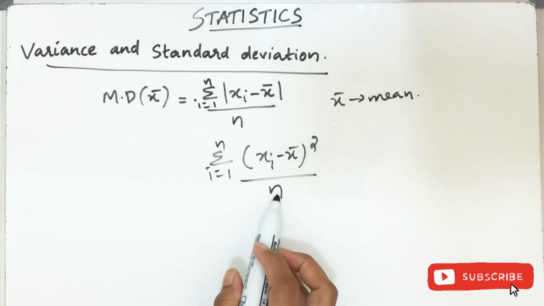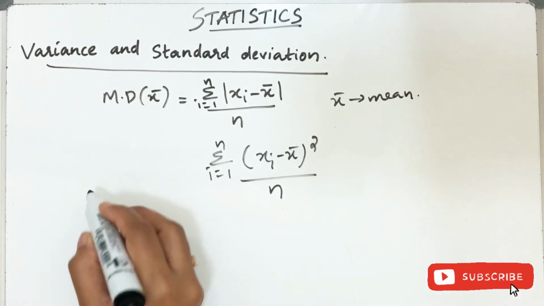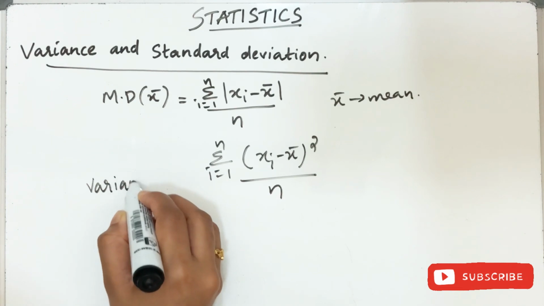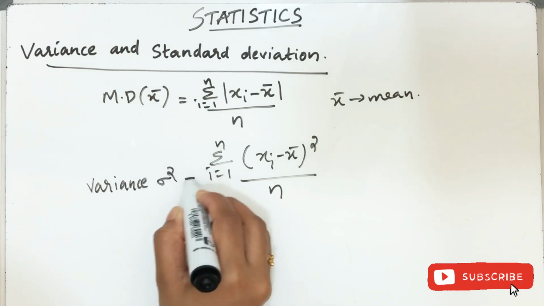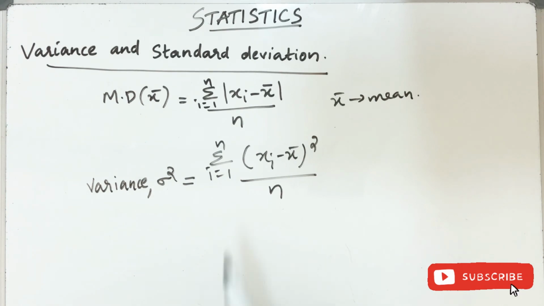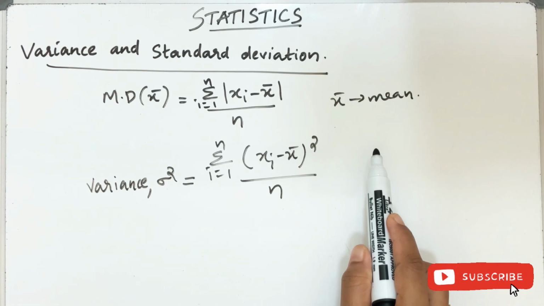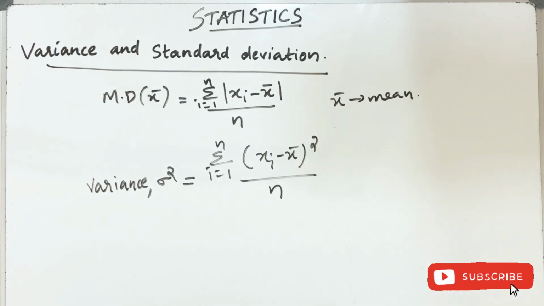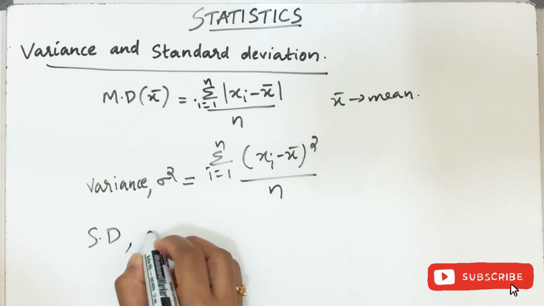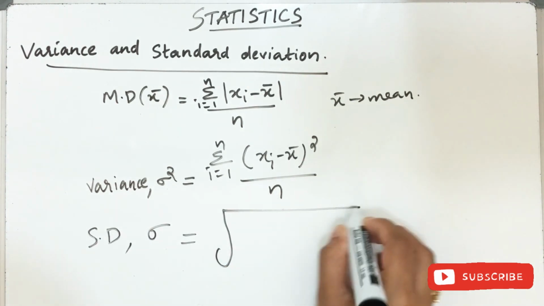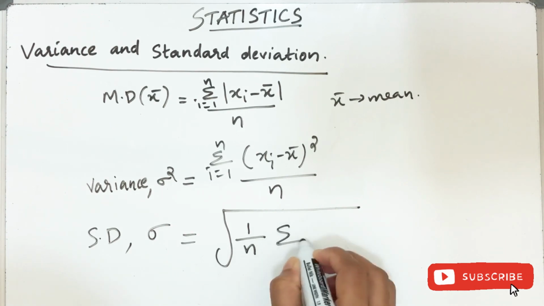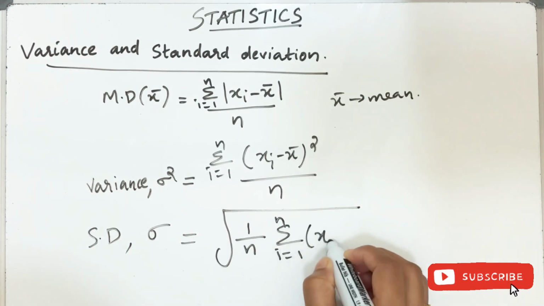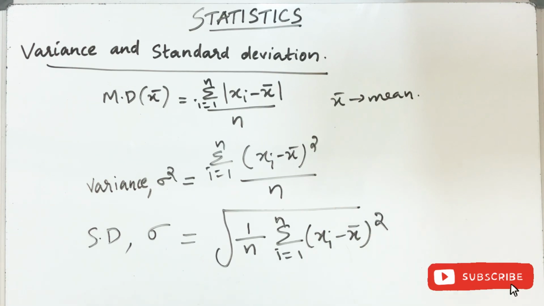This is nothing but variance. Simple, right? This is variance, and we denote it by sigma square. Standard deviation is sigma, that is, the positive square root of variance. So standard deviation sigma is equal to the square root of 1 by n into sigma i from 1 to n, xi minus x bar square, where x bar is the mean.